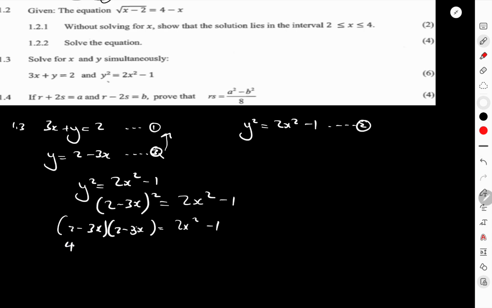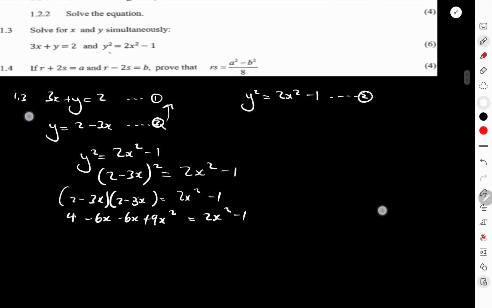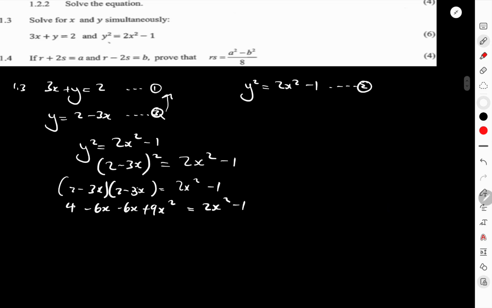2 multiplied by negative 3x, which is going to become negative 6x. Negative 3x multiplied by positive 2, negative 6x again. The negative 3x multiplied by negative 3x is going to be positive 9x squared. And on this side, we're going to have 2x squared minus 1. Right. Now, after doing that, we are going to look for our like terms. I'm going to see that this negative 6x and negative 6x are like terms, meaning I'm going to have 4 minus 12x plus 9x squared.